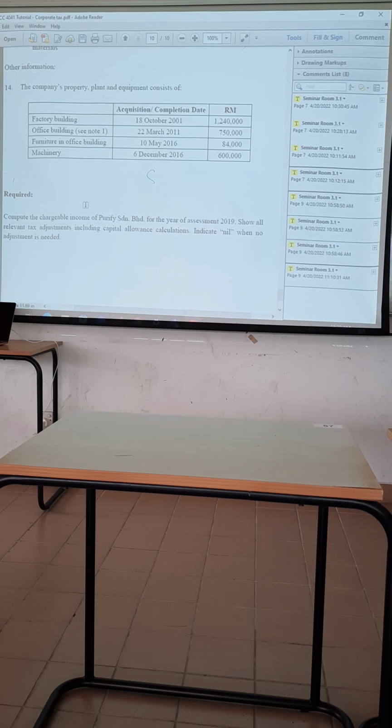Cost is 140,000. But you can only claim 100,000. Kan? Restriction 100,000. So your disposal value, how much you can sell? Let's say you can sell for 80,000. This is the disposal value. But value is 100, you can claim 100, but total value is 140. So you restrict your disposal value.